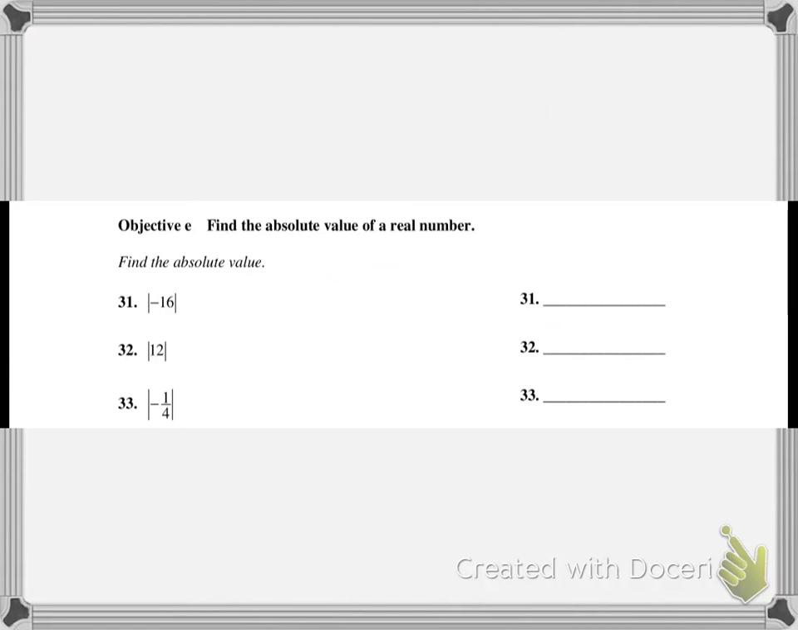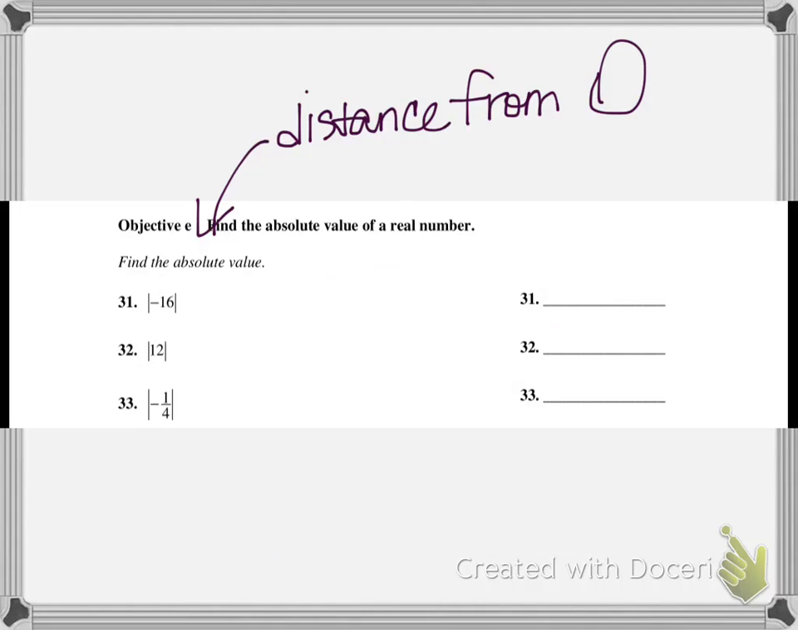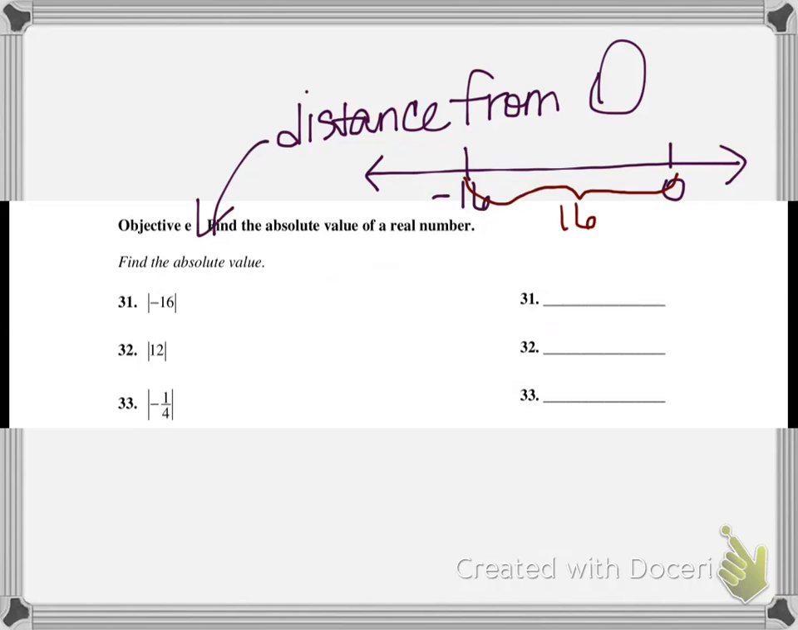Absolute value. If you recall, absolute value means distance from 0. So if we have a number line, and we've got the absolute value of negative 16, think of 0, think of negative 16 all the way down here to the left. Distance from 0, well, what is the distance between 0 and negative 16? Well, it's 16, of course.